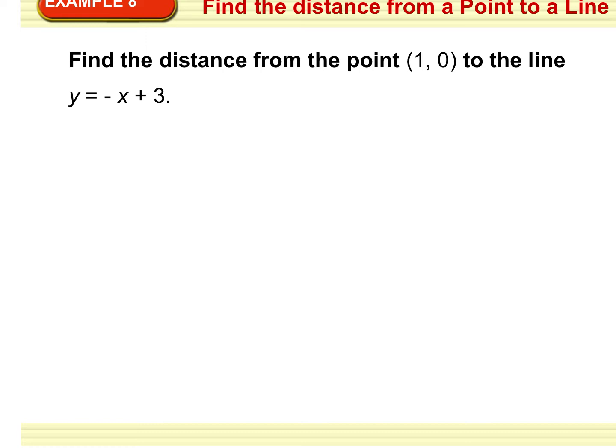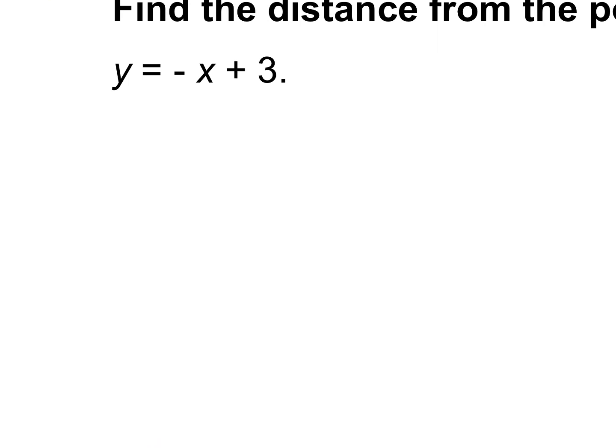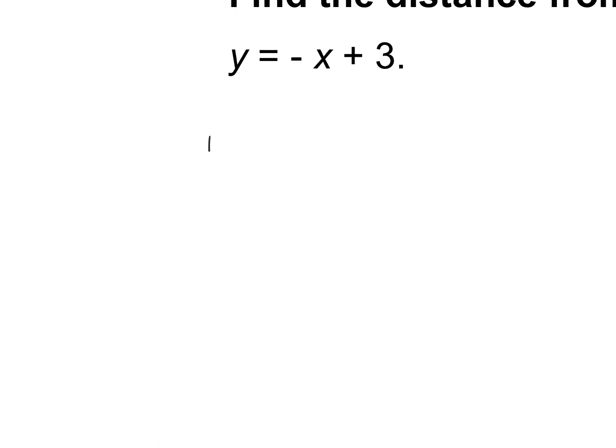Let's draw a little diagram for ourselves so we can figure out what we're doing. So go over to the left, guys, somewhere and draw a little coordinate plane just so we can get an idea. It doesn't have to be perfect. This is our y-axis. This is our x. Do you guys agree that negative x plus 3 is going to start at 3 and it's going to go down 1 to the right 1? So it's going to have a line like this.